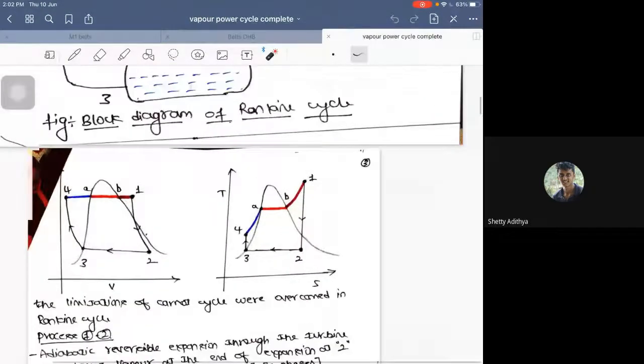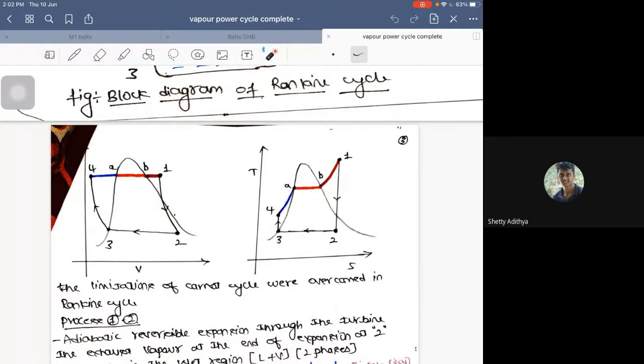So this is the PV and the TS diagram of the Rankine cycle. So 3 to 4, which is this and this. Here the pumping action takes place, where the pressure gets increased. So in these two operations, the pumping happens and the pressure increases from state 3 to state 4.